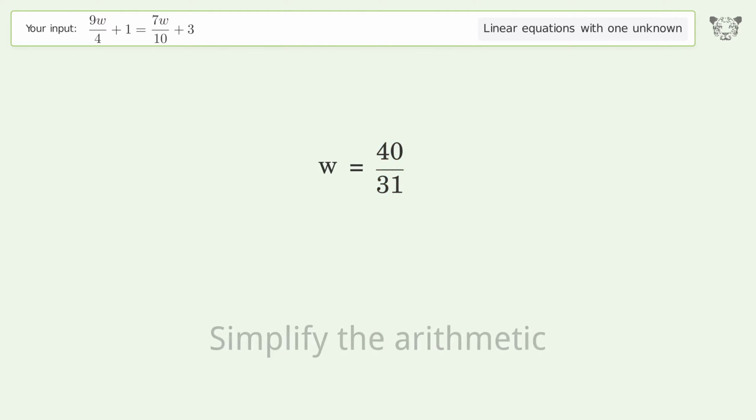And so the final result is W equals 40 over 31.